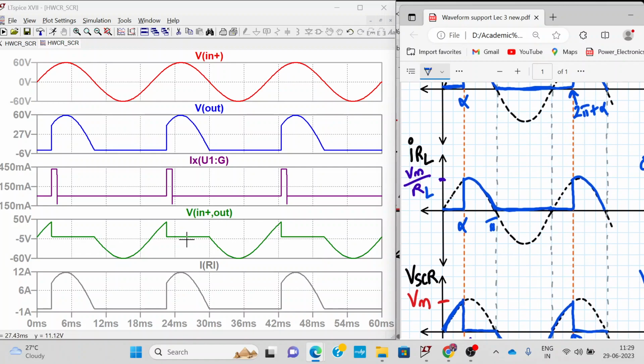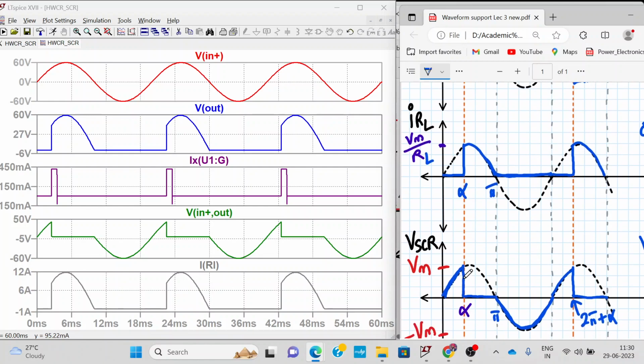Then I have my IRL. The IRL nature is the same, only the unit is different. Here we have Vm upon RL. We can see Vm is 60 over here and RL is 5 ohms, so 60 upon 5 will be 12 amperes. So we are getting that perfectly.